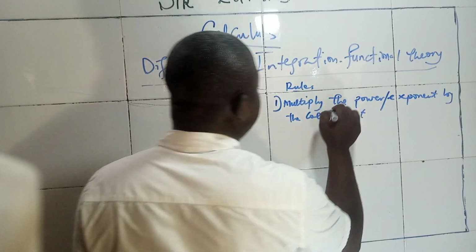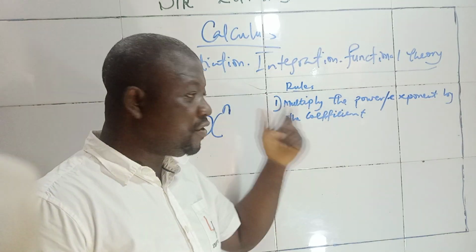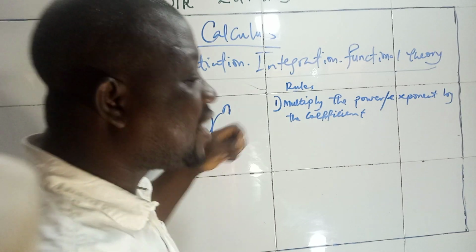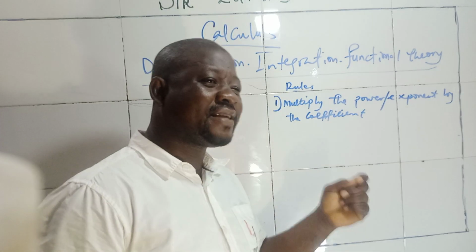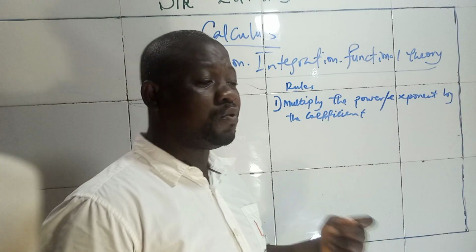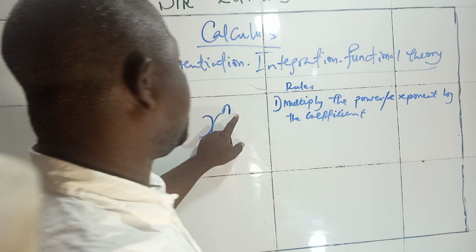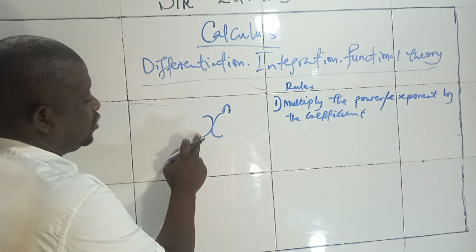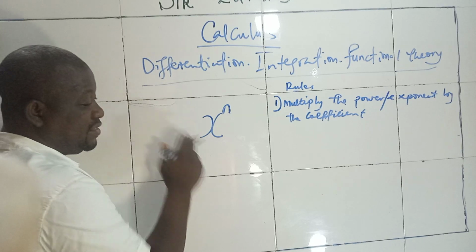If you have been following my math class, knowing coefficients shouldn't be a problem. Coefficient is any number standing beside an alphabet. Any number standing beside an alphabet is called coefficient. So like I said, multiply the power. What is the power? n by the coefficient. In this case now, you cannot see the coefficient. When you don't see anything written beside an alphabet, it is 1.